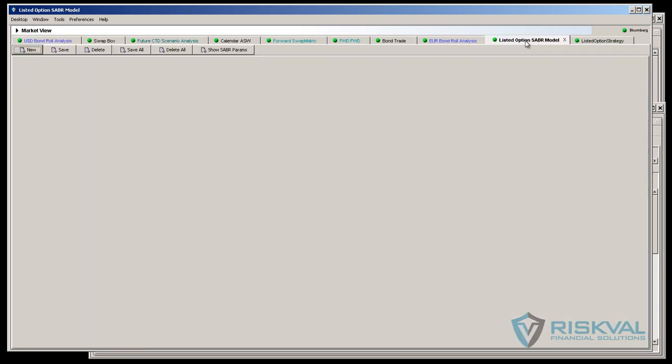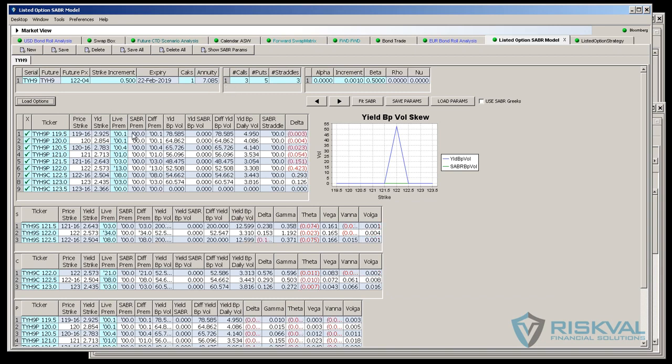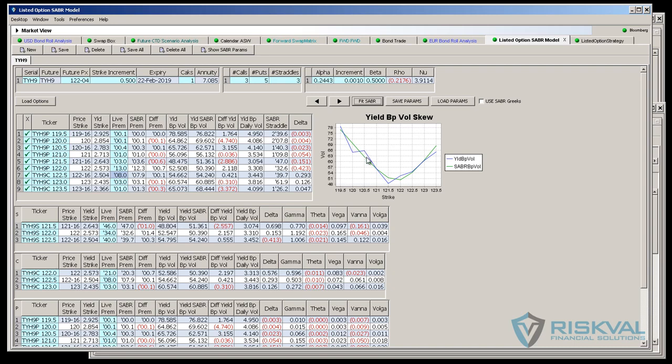In the listed options space, we can compare any contract to a saber-smile. So I can take a look at TYH9 and load in any number of liquid options to compare it and find where the vol is trading above or below the model.